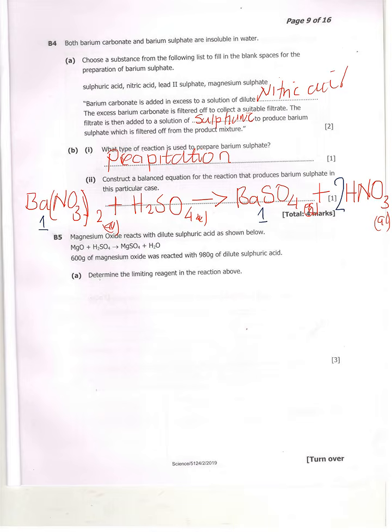Now let's move on to question 5. Now for question 5, magnesium oxide reacts with dilute sulfuric acid as shown below. 600 grams of magnesium oxide was reacted with 980 grams of dilute sulfuric acid. The first one, determine the limiting reagent in the reaction.